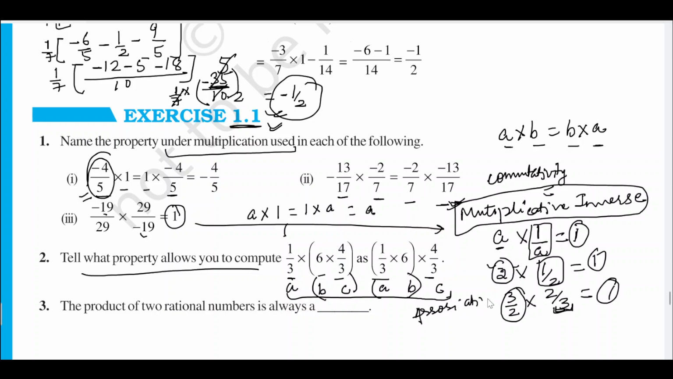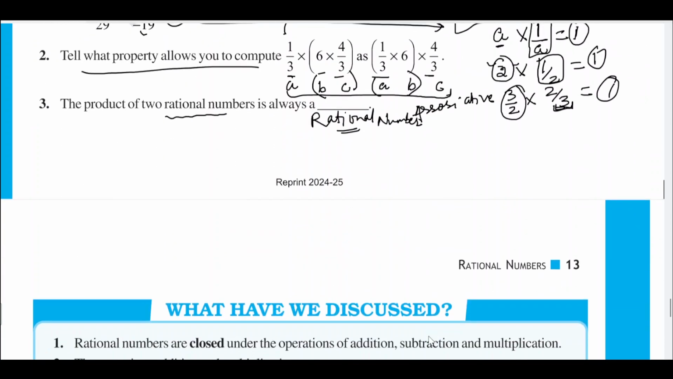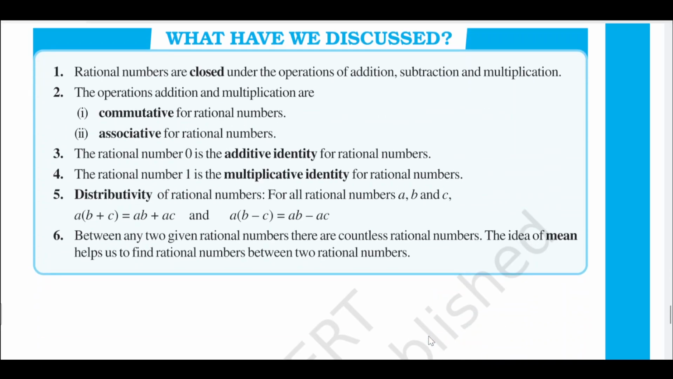Associative property. The product of two rational numbers is always a rational number, so rational numbers are closed for multiplication. We have studied the closure property. So here our exercise ends.